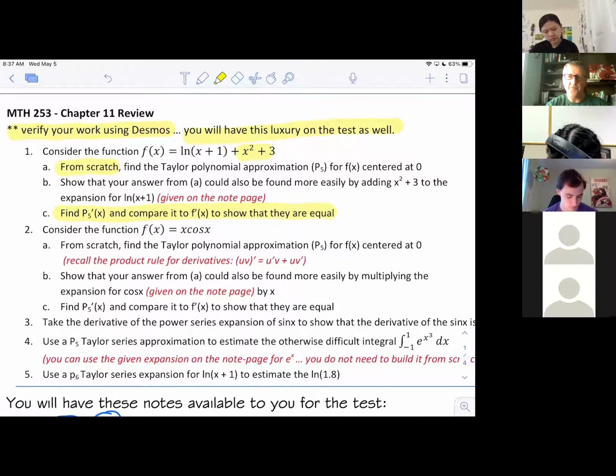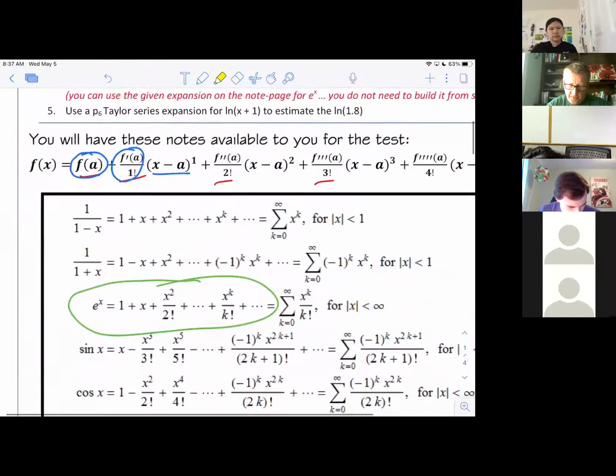So I'm not going to do this from scratch. I'm going to cheat. I'm going to use the cheat method. So I'm going to do B here, which says show your answer from A could be found more easily by just adding x squared plus 3 to the expansion for natural log of x plus 1 given on the note page. So I know the expansion for natural log of x plus 1.